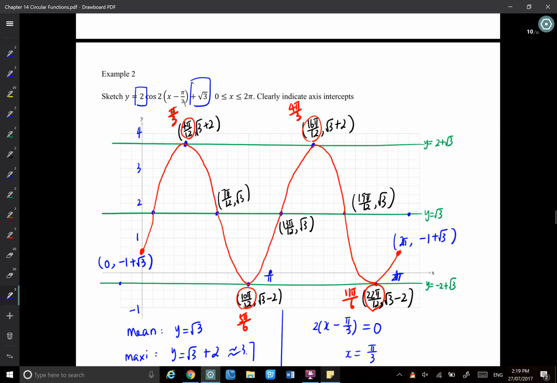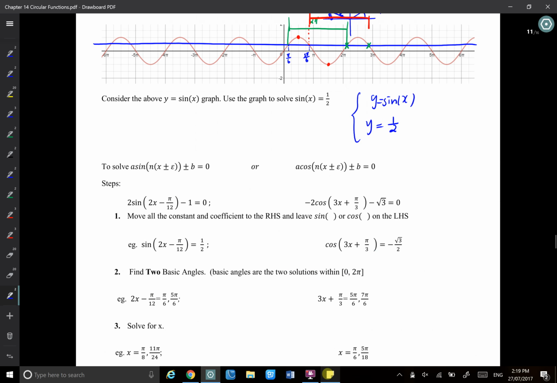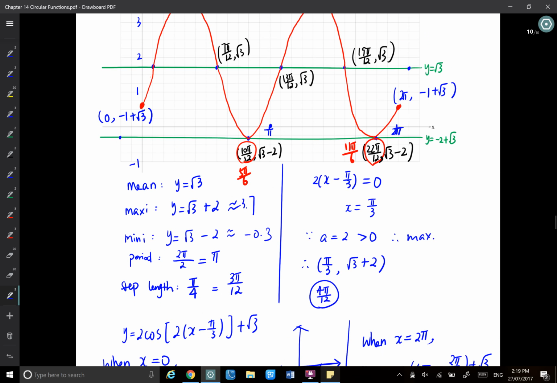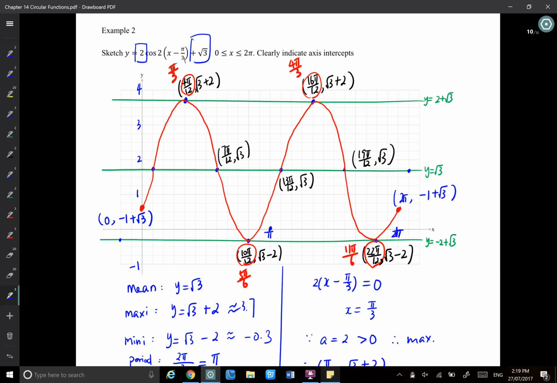For this graph, example 2, I want you to find the x-intercept. Everyone needs to practice at least one question. Practice this one. If you have time, finish these 2, 2 and 3. If you don't have time, it's okay. I'll go through that in class. But you must finish the x-intercept for example 2.